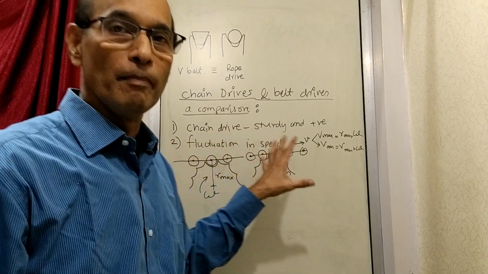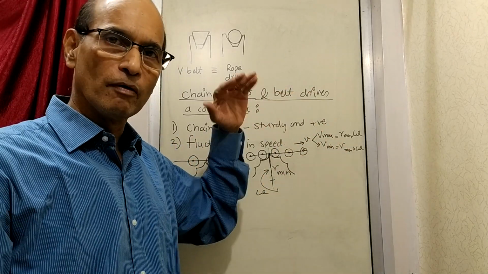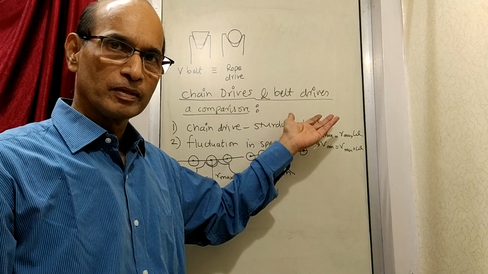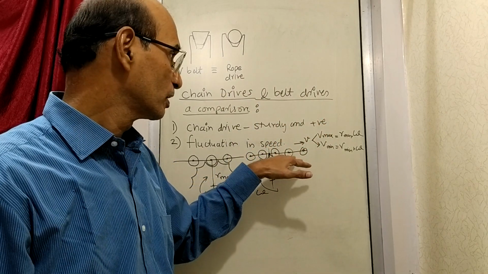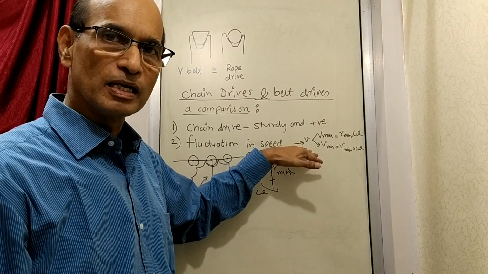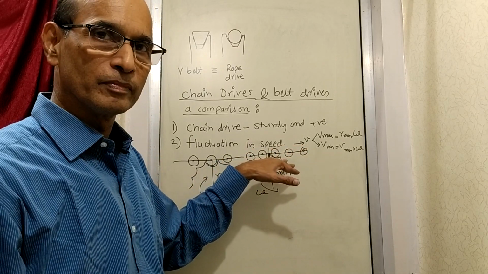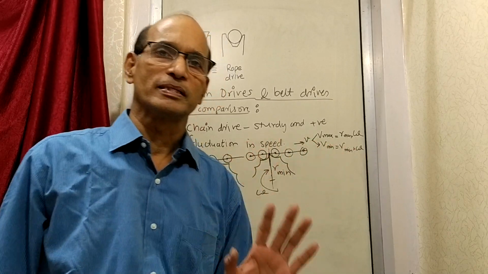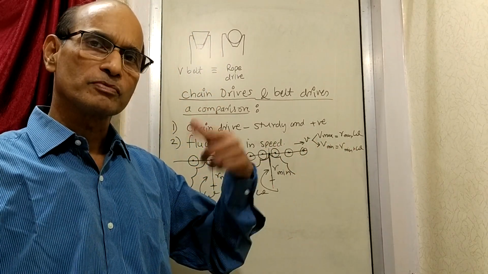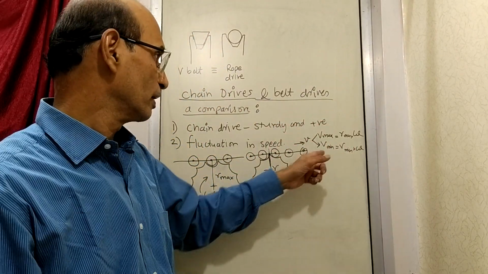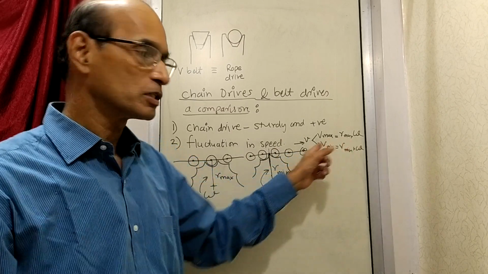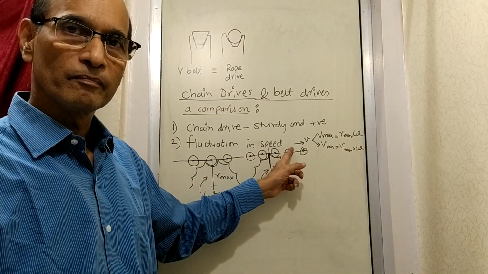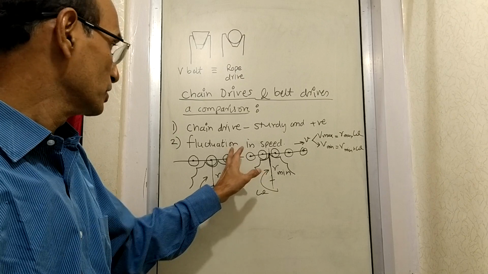If you see the belt drive, in case of belt drive, the velocity of the belt is constant, whereas here the velocity keeps on slightly changing because R changes. Of course, as far as the belt is concerned, this is neglecting the slip, etc. What we say is V equals R into omega, whereas here R is not constant, therefore the speed keeps on varying. This is the difference between belt and chain drive.